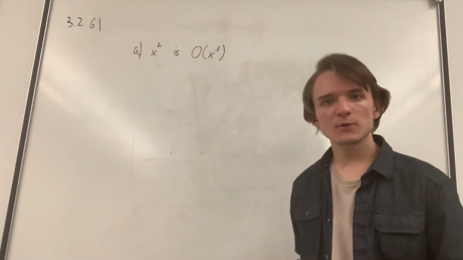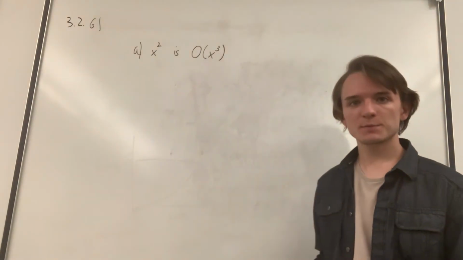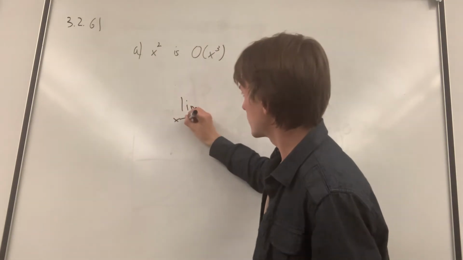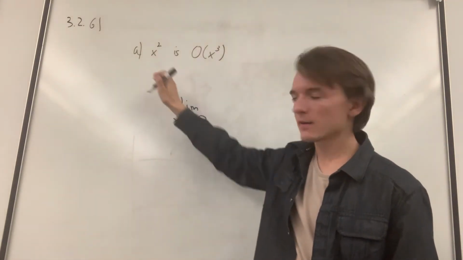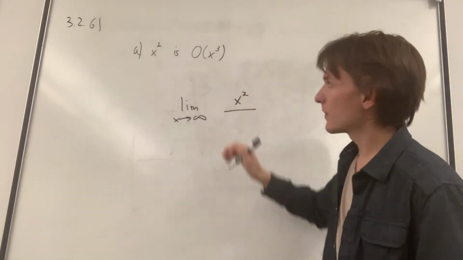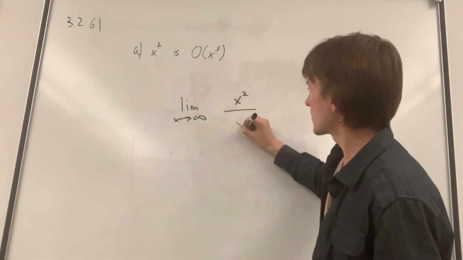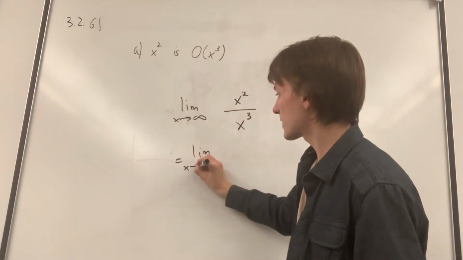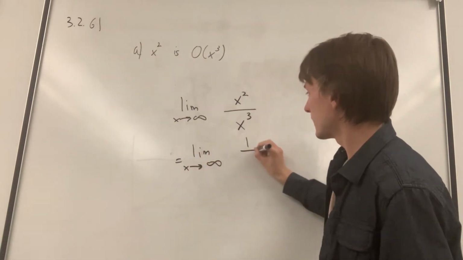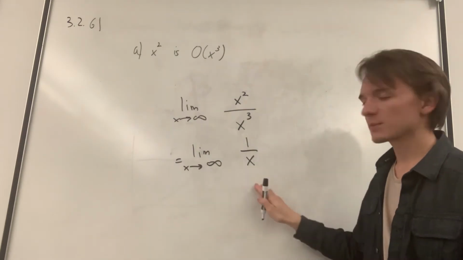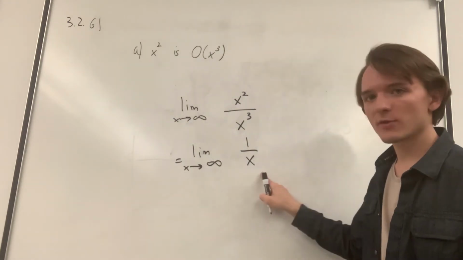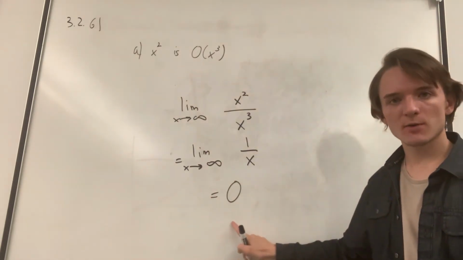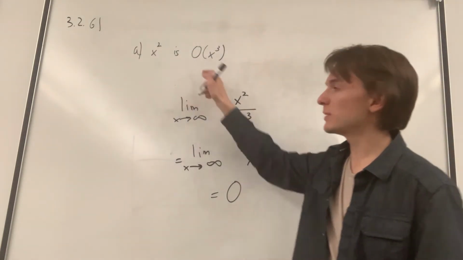All right, so now we need to use the limit method to show that x squared is big O x cubed. So to do this, we take the limit from x to infinity of whatever we're comparing on the top, and on the bottom, whatever's in the big O notation. So x squared all over x cubed. We do the algebra, we get the limit x to infinity of 1 over x. And then, well, we can't simplify this any further. We know that 1 over x, with the limit to infinity, is just equal to 0. Because it's equal to 0, then it must be true that x squared is big O x cubed.